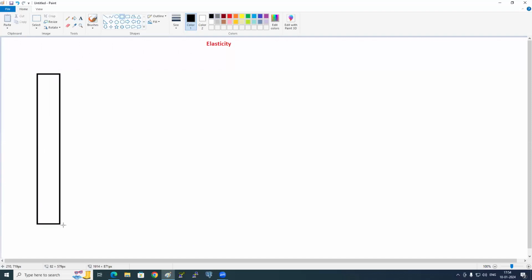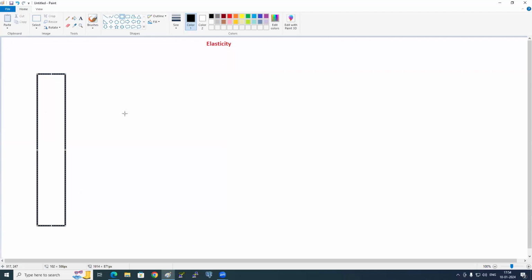What is this, Anna? Whenever I draw the diagram like this, what is it? Load balancer. What is that? What is load balancer? It distributes the traffic to the multiple servers.